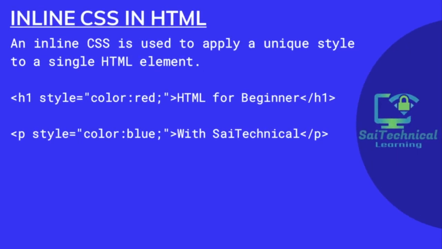So let's start with the first one, that is inline CSS. Inline CSS is used to apply a unique style to a single HTML element. So how to add inline CSS? We have already discussed inline CSS. For writing any inline CSS, we require the style attribute followed by its property and its value. This is called inline CSS for a particular tag.